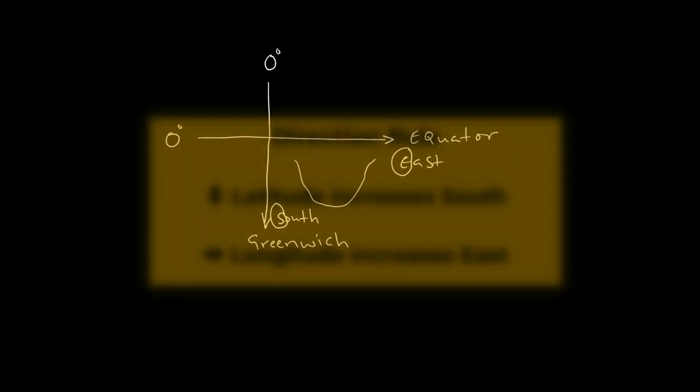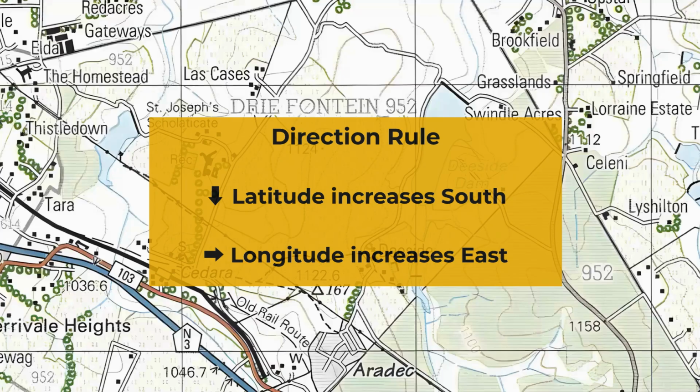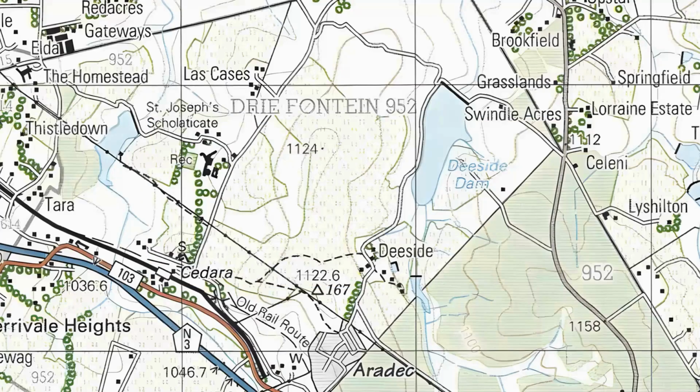So here's a useful way to remember it. Latitude increases as we move south. Longitude increases as we move east. Keep that in mind because we're now going to apply it in an example. Let's now determine the coordinates of spot height 1124. We already know that latitude increases as we move south and longitude increases as we move east.